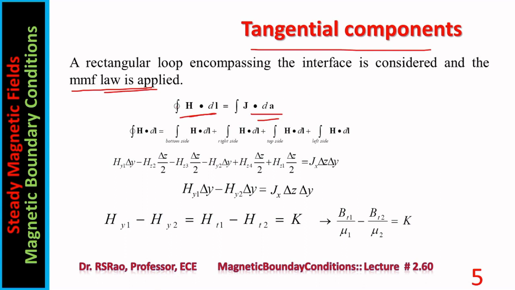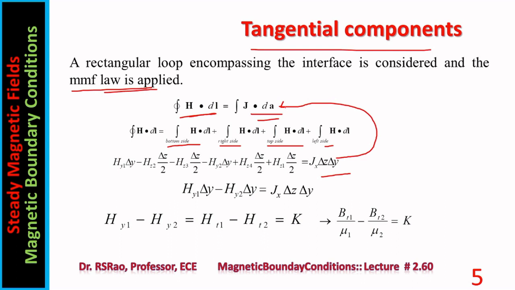Now we apply the closed line integral. Therefore, you have to integrate over all four sides of the rectangle: bottom side, right side, top side, left side. Implementing this integration, we get Hy1 delta y minus Hz2 delta z by 2 minus Hz3 delta z by 2 minus Hy2 delta y plus Hz4 delta z by 2 plus Hz1 delta z by 2, equal to Jx delta z delta y. This pertains to the current enclosed.